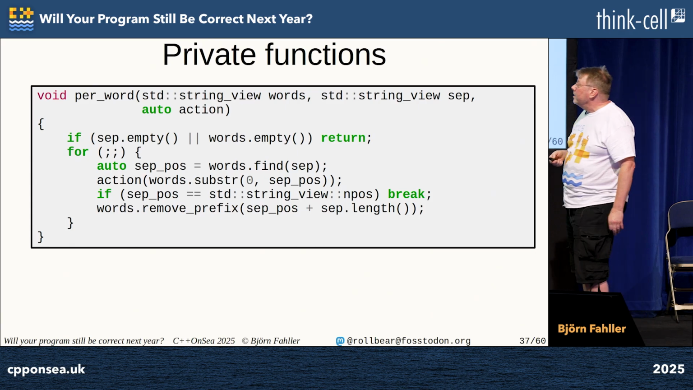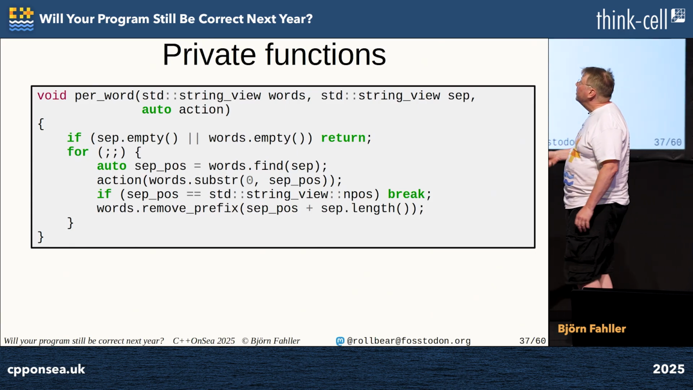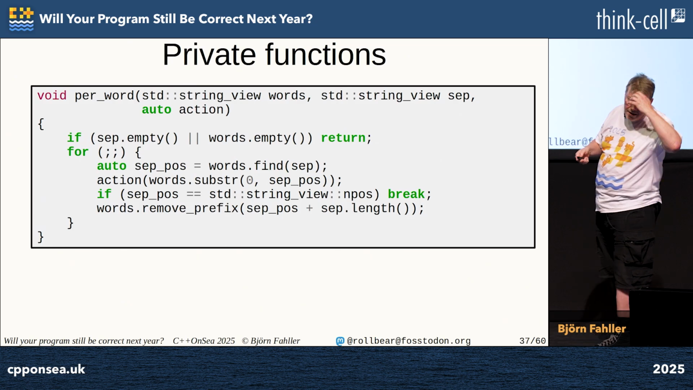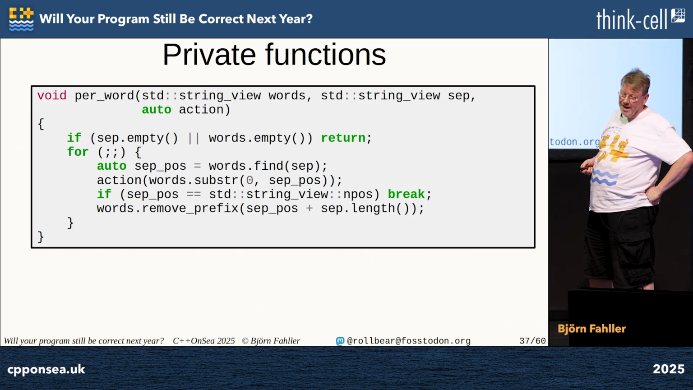So sure, we make this new function template per word. Sorry? First as well. Why are you testing private functions? Surely if you exhaustively test your public interface, that will take your private functions with them.